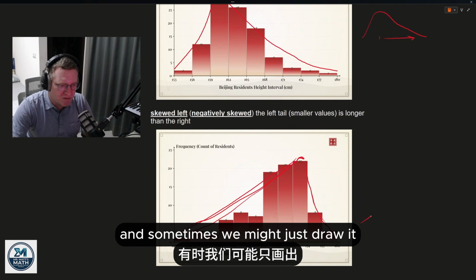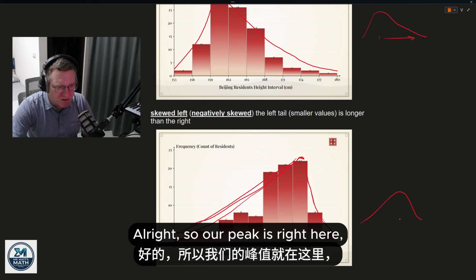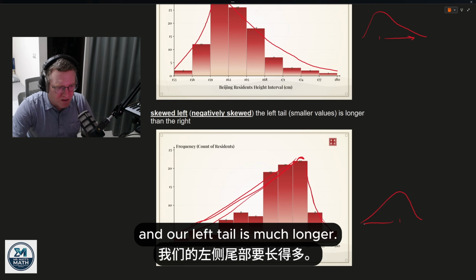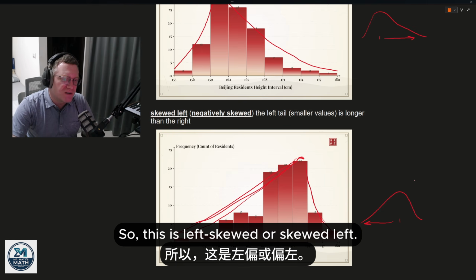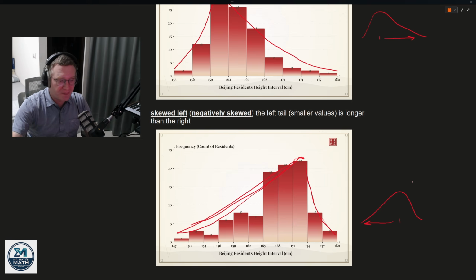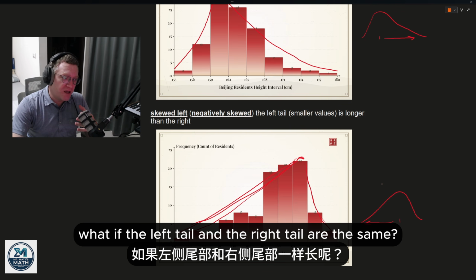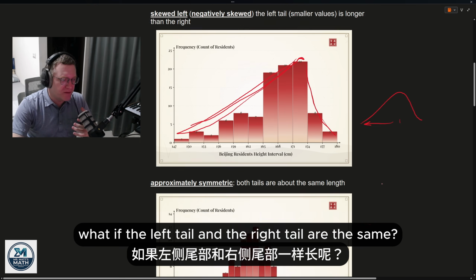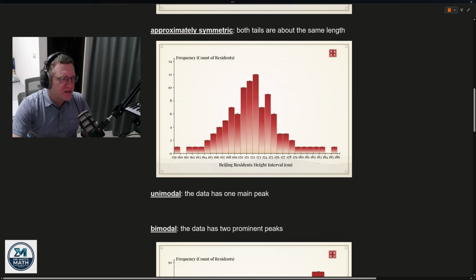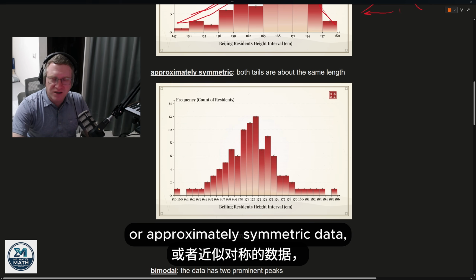Sometimes we might just draw it with a curve like this. Our peak is right here and our left tail is much longer, so this is left skewed or skewed left. We can say it either way. Okay, next, what if the left tail and the right tail are the same? If that's the case, then we have what's called symmetric or approximately symmetric data.